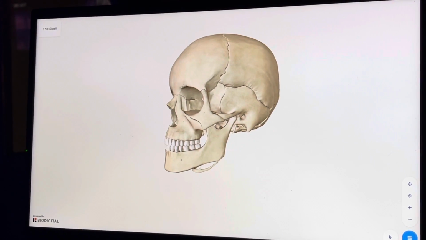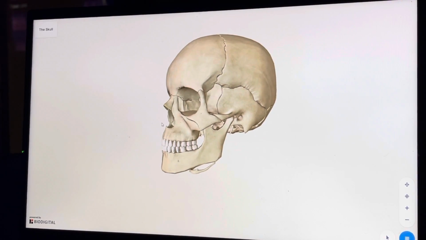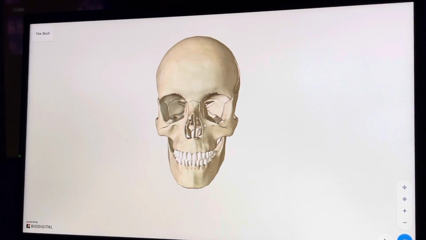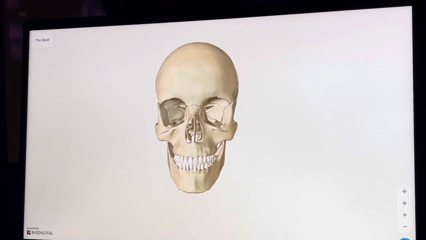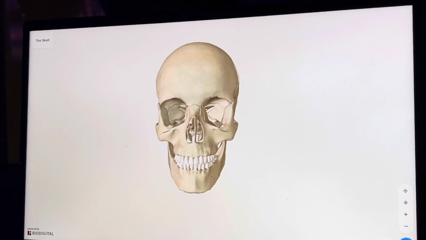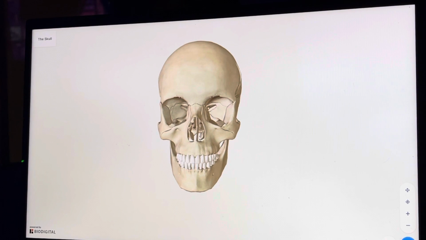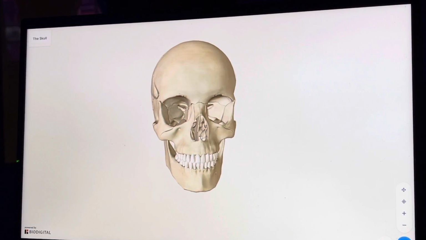This guy is your nasal bone. We're going to be talking about the nasal cavity right here. It's made up of several bones. This one right here is the ethmoid bone. This is one of those irregular bones that we talked about earlier. It also has the inferior nasal concha.